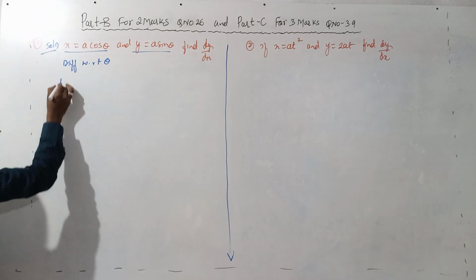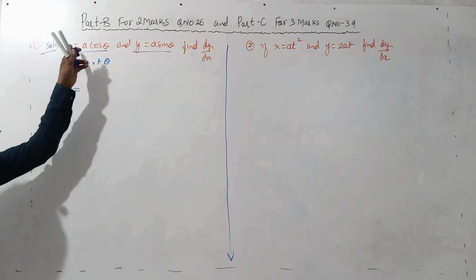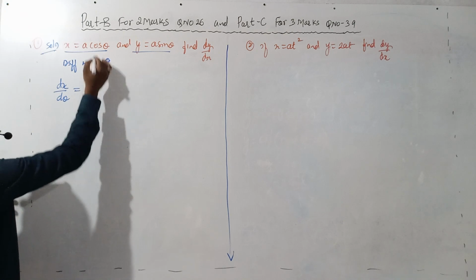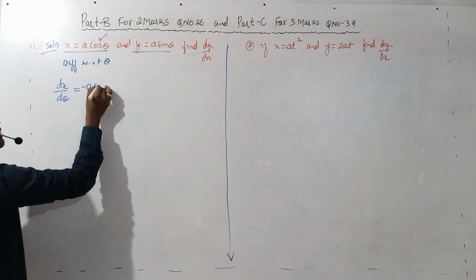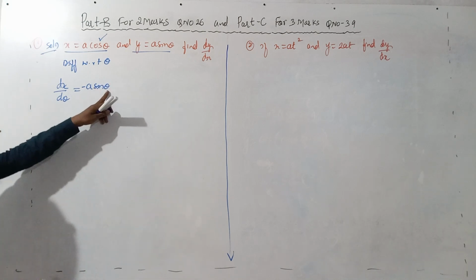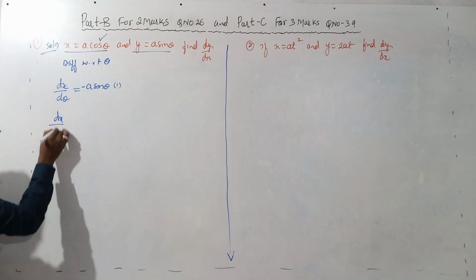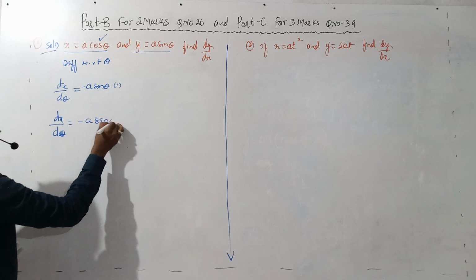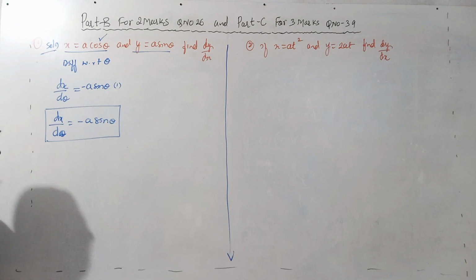The derivative of x with respect to theta is nothing but dx by d theta. dx by d theta is equal to a, as it is; the derivative of cos theta is minus sin theta. That minus I am writing outside: minus a sin theta. And the derivative of theta with respect to theta is 1. Now dx by d theta is equal to minus a sin theta. This is dx by d theta.